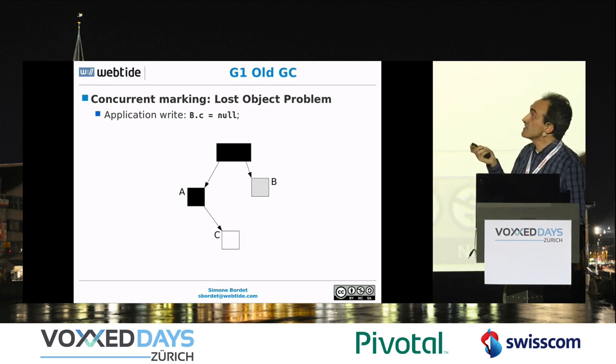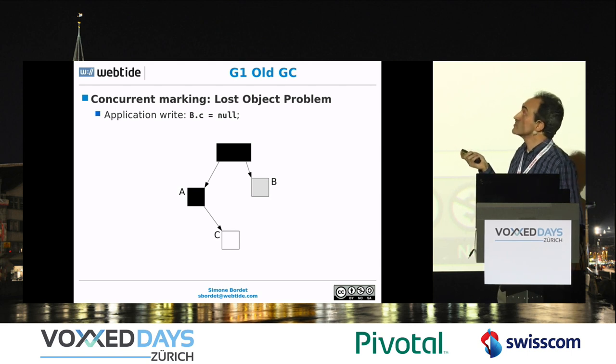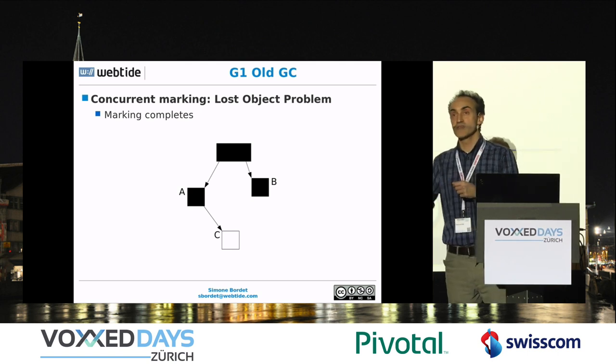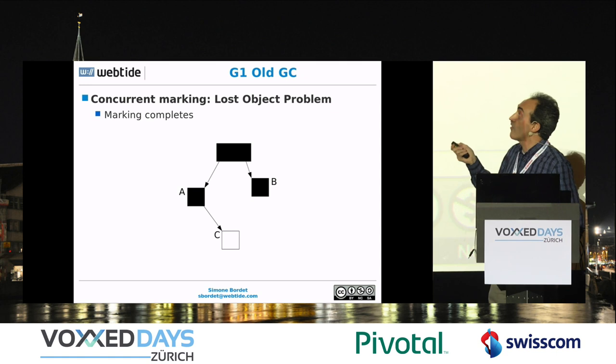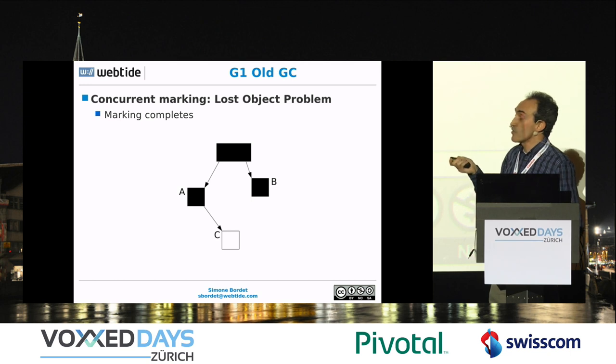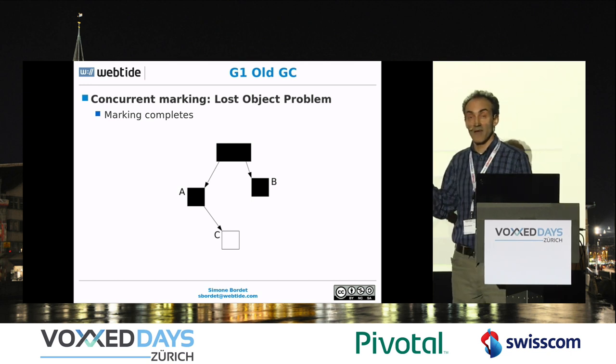And suddenly the GC thread that was doing the marking resumes and it says, okay, let's pop object B out of the gray queue. Oh, look, there's no pointer. I mean, the pointer is pointing to null, so I have nothing to follow. And I mark this object black because I'm done. But then we have this pointer here, which is bad, okay?